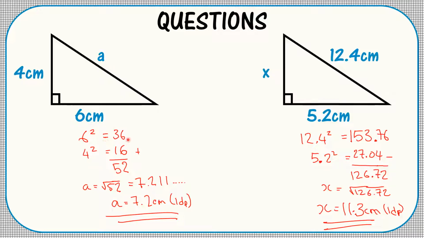We'll do 6 squared, which equals 36. Then we'll do 4 squared, which equals 16. Add them two together. 36 plus 16 equals 52. To work out the value of a, you will square root it. So a is equal to the square root of 52, which equals 7.211 and so on. Once you tidy this up, a is equal to 7.2 centimeters to one decimal place.